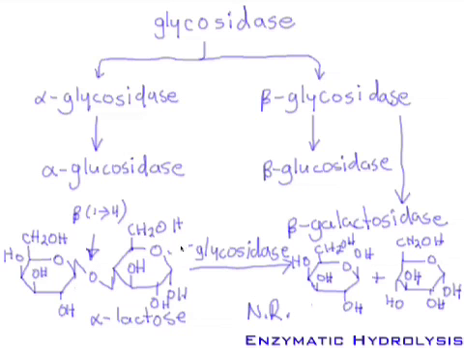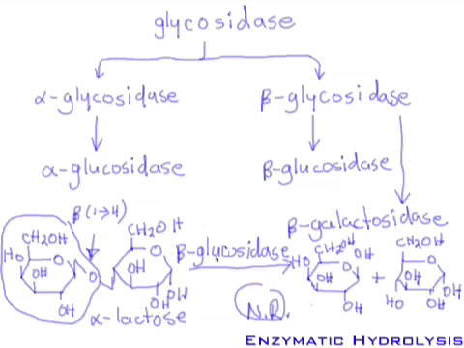What if I wrote beta glucosidase? Well, the linkage is beta 1,4, but what is this molecule the beta linkage is from? What is that? That's a galactose. Beta-glucosidases cleave beta-glucose linkages. The answer would be no reaction again. If I said beta-galactosidase, then I would give the two products.